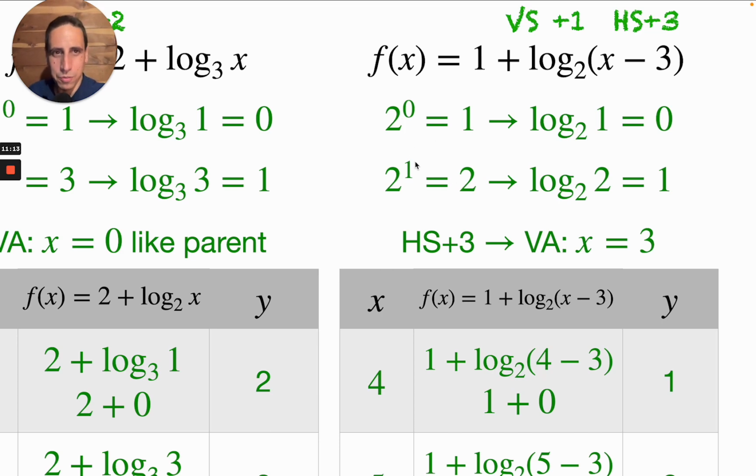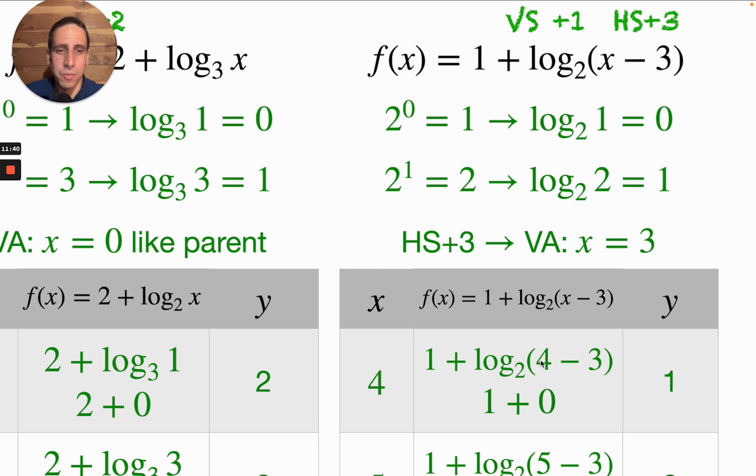We're going to use the same two facts just because it's a base 2, so we need to know that 2 to the 0 is 1, or equivalently log base 2 of 1 is equal to 0. Log base 2 of 2 is equal to 1. This is the same fact from before. Now, knowing that there's a horizontal shift of plus 3, that means that the vertical asymptote is also shifted over 3 units. It's no longer x equals 0, it's at x equals 3.